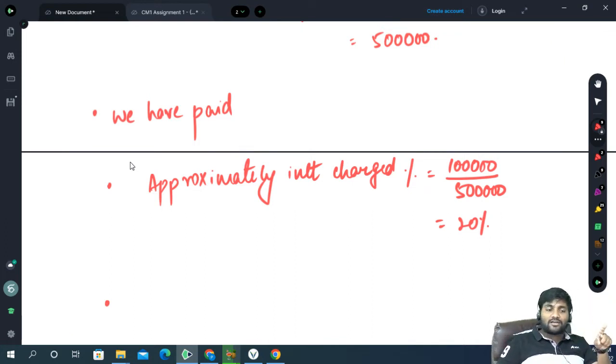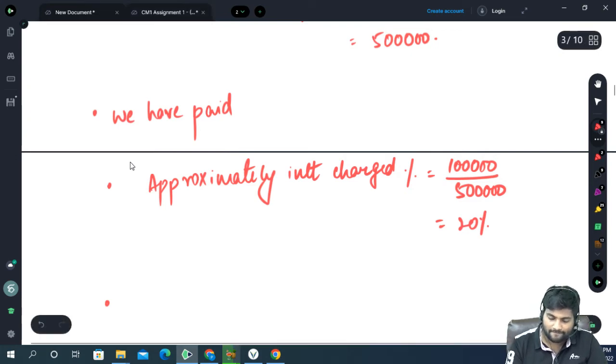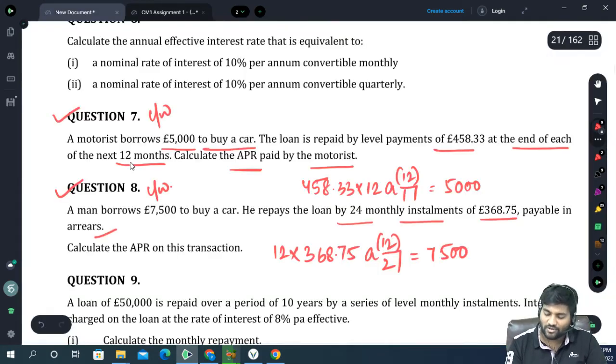Flat rate does not consider the gradual repayment of the loan. The gradual repayment of the loan.